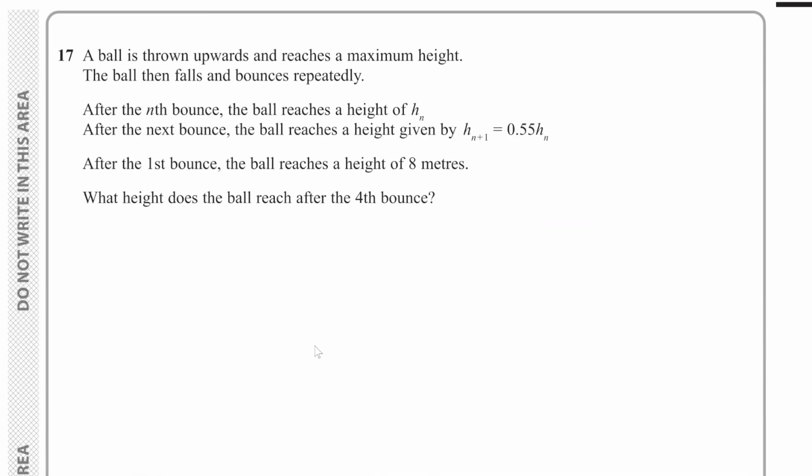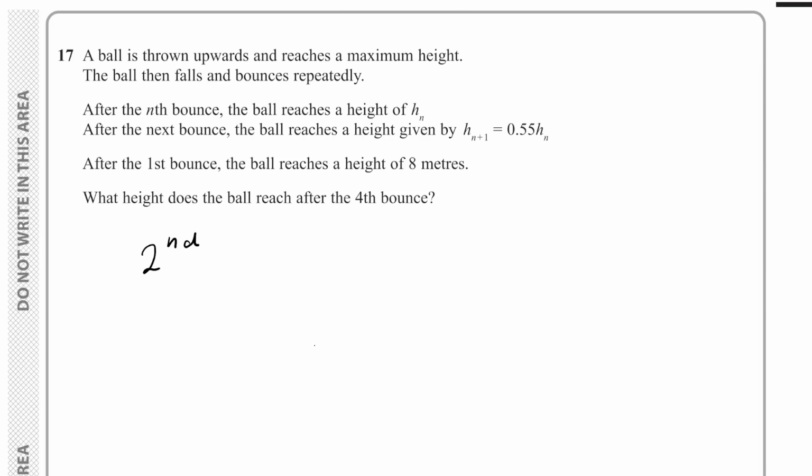Question 17. A ball is thrown upwards and reaches a maximum height. The ball then falls and bounces repeatedly. After the nth bounce, the ball reaches a height of hn. After the next bounce, the ball reaches a height given by hn plus 1 is 0.55 times hn. So each bounce is 55% of the bounce before, so it's bouncing lower every time. After the first bounce, we have 8 meters. What height does the ball reach after the fourth bounce?